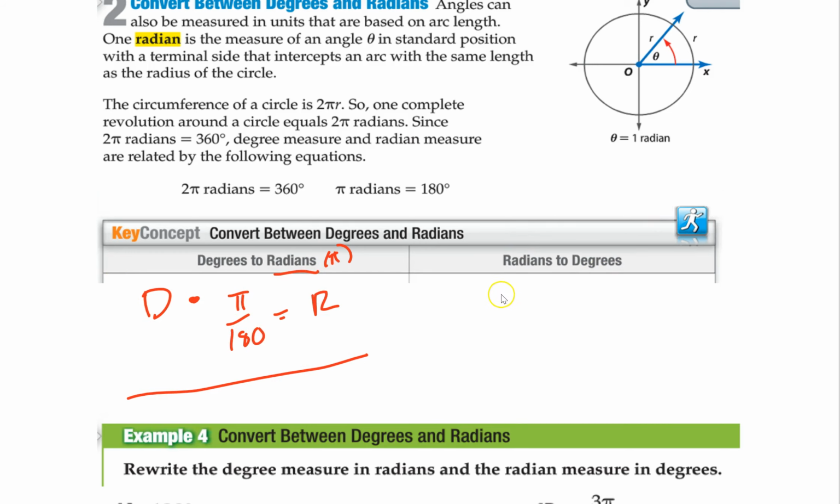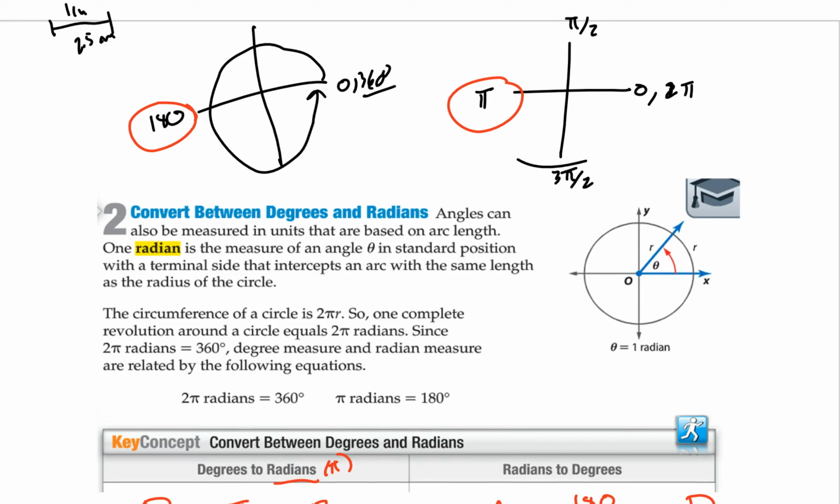When you go the opposite way, when you have a radian, which generally has a pi, and you want to go to degrees, you want to get rid of that pi, so you flip it. And that gives you degrees. All coming from right here: we know 180 is equal to pi in degree measurement.